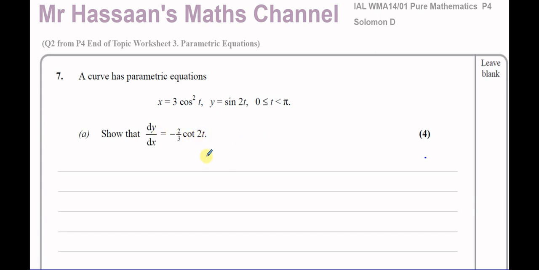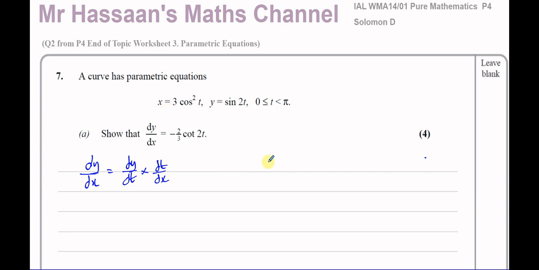So what we need to do first is use the chain rule. The chain rule is such that if you want to find dy/dx, and y and x are both in terms of a third parameter, in this case t, then you find dy/dt and multiply that by dt/dx, which is the reciprocal of dx/dt. That will give you dy/dx in terms of t. So we find dy/dt and dx/dt, then multiply dy/dt by the reciprocal of dx/dt, and we'll get dy/dx.